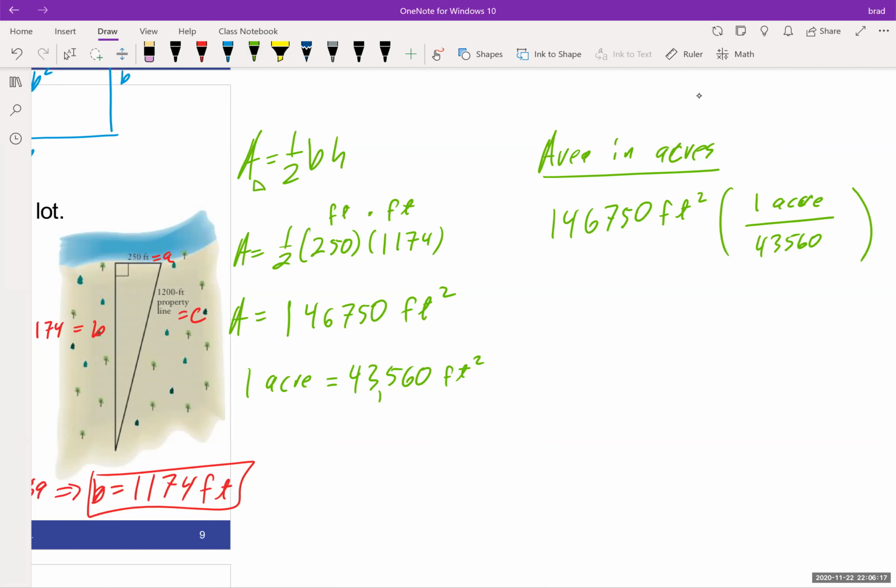Now, some students have trouble. How did I know to put the feet squared on bottom and the acre on top? Well, this is technically over 1, right? So in order to cancel a feet squared on top, I need a feet squared on bottom. If they were both on top, then it would be feet squared times feet squared, which would be feet to the 4th. We don't want that. We want it to be left in terms of acres. So now we have acres left in the numerator. So now we're going to take this divided by 43,560. And I get, let's do 1 decimal place, area is approximately 3.4 acres.